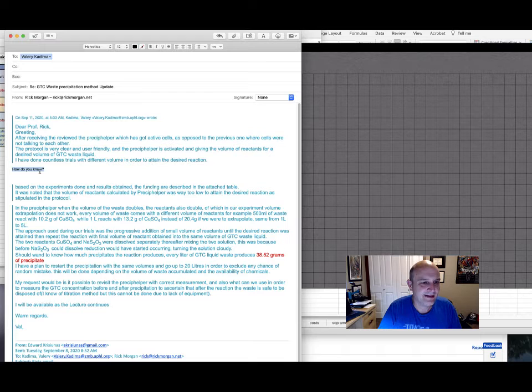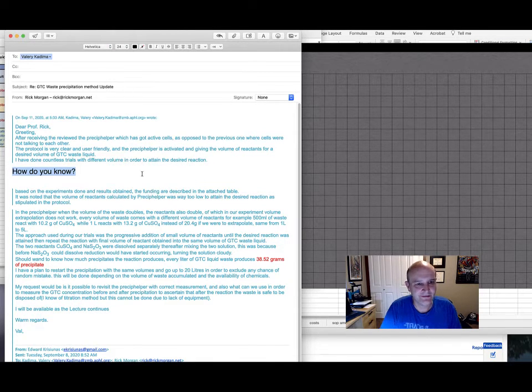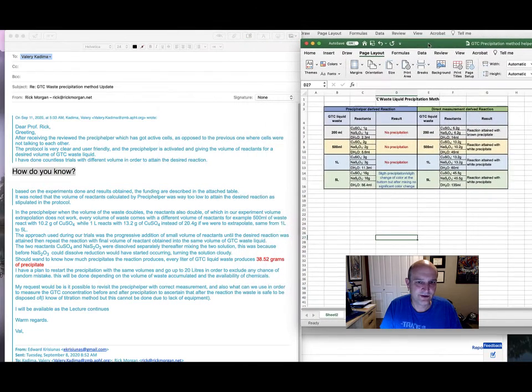I need to know what kind of information you have that I don't have to help me do this better. And it reads here, based on the experiments done and results obtained, the findings are described in the attached table. The attached table is right here. Okay, I'll put that over to the side.